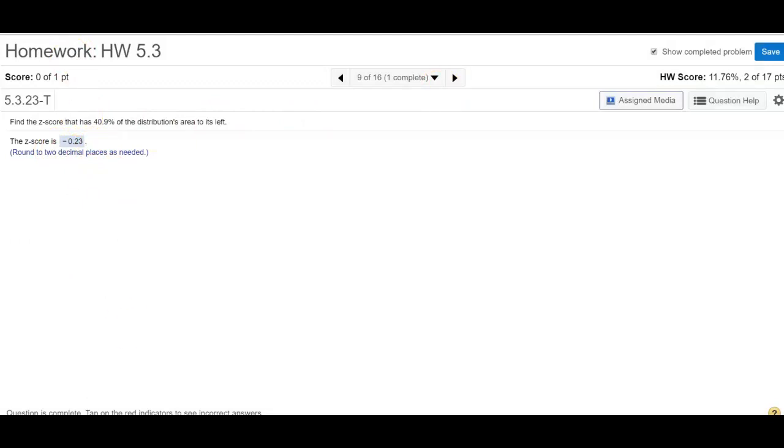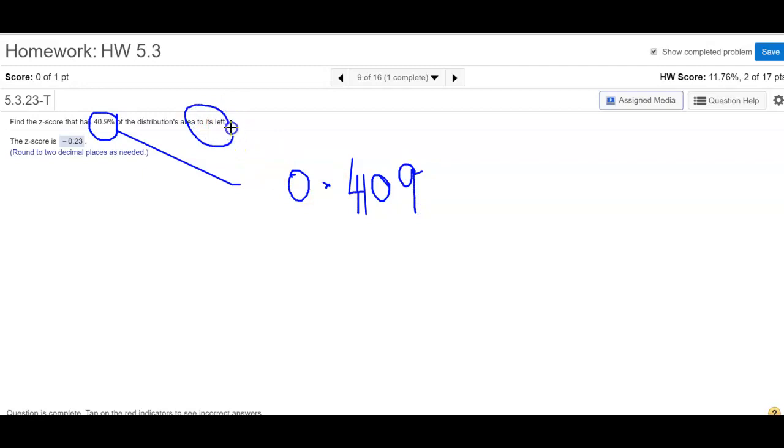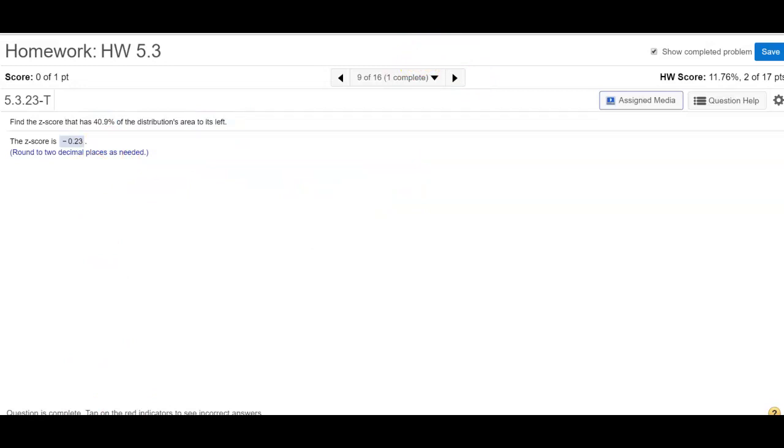You can go ahead and do this. This is percentage. Remember, you change your percentage to decimal. This is 0.409, and they're asking you area to the left, right? So you guys can go ahead and do that. This is, they gave you the z-score. They're asking you to find the area. And let me see the next one.